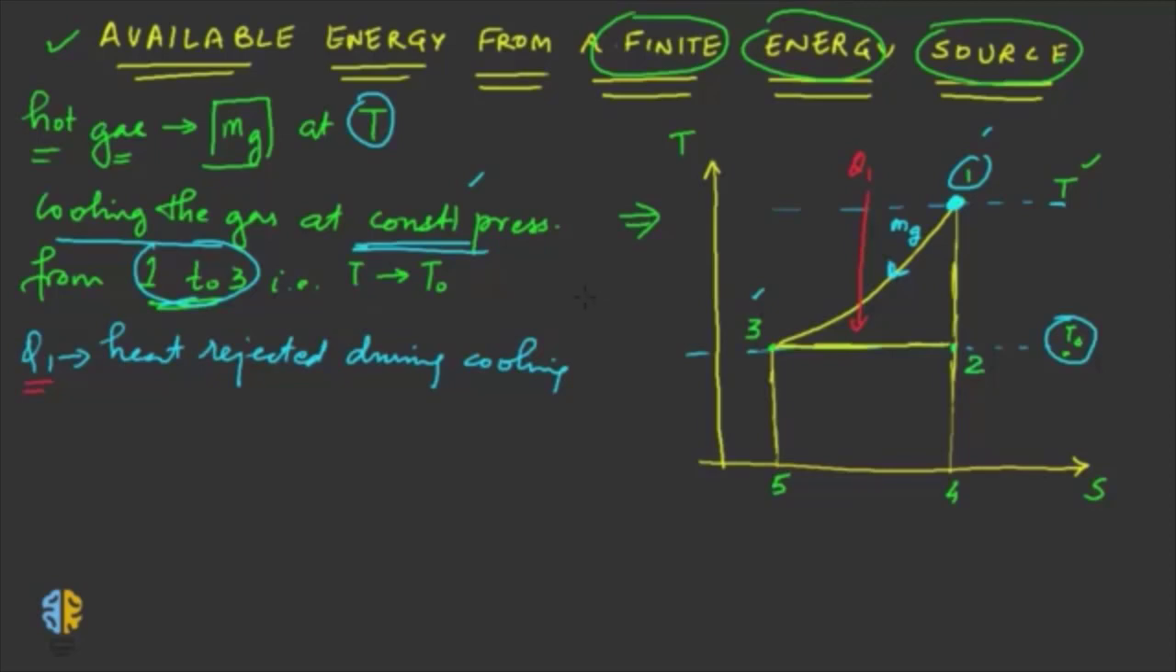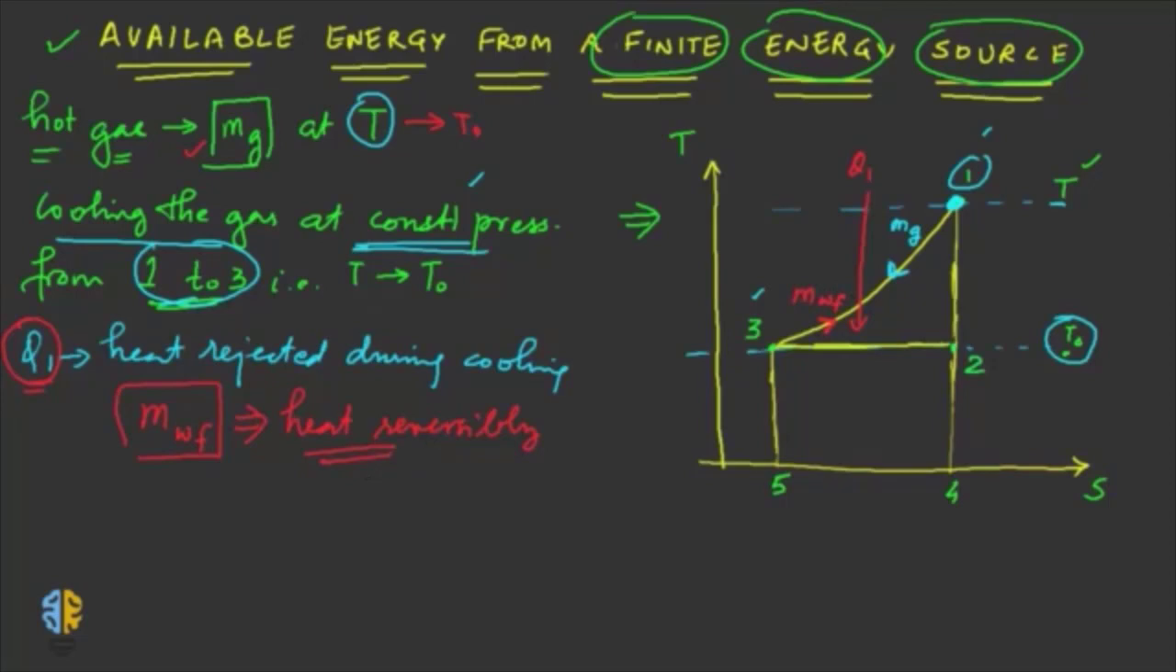Now the same amount of heat, Q1, is being used to heat up reversibly a working fluid of mass MWF. So now you have a working fluid of mass MWF, and we have to heat it reversibly. For heating it, we are using the same amount of heat that is being rejected while cooling the hot gas from temperature T to T0. So from 3 to 1 we go up like this, and the mass of working fluid is MWF.